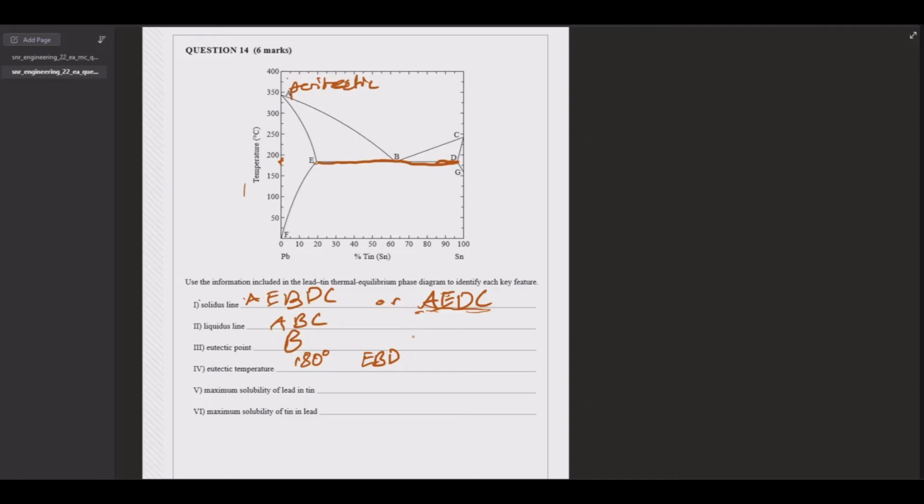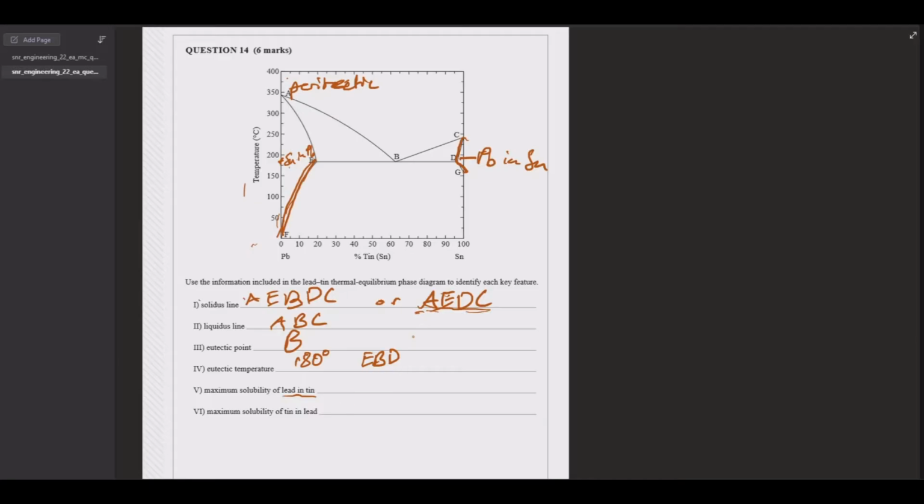The maximum solubility of lead in tin. So that is a line. So over here, in this region here, we're going to have tin dissolved in lead, because lead has the higher concentration, which means it's the solvent. And over here, we're going to have the reverse, lead in tin. So we're looking for maximum solubility of lead in tin. That is going to be this line here, CDG.